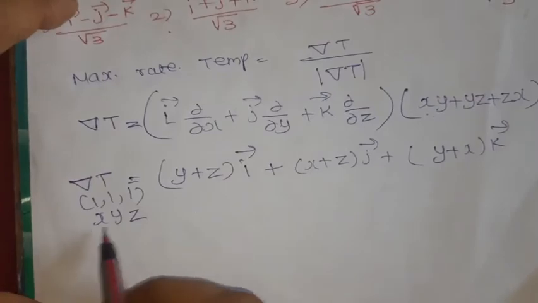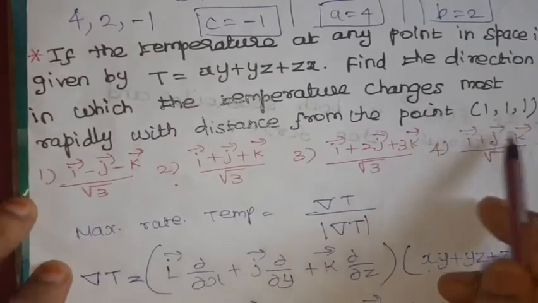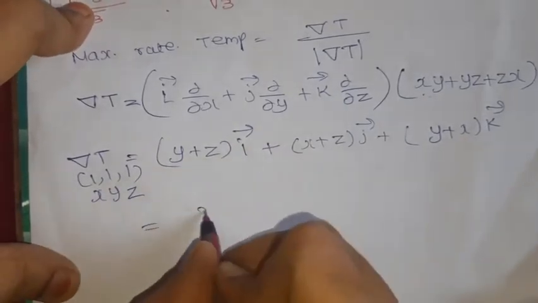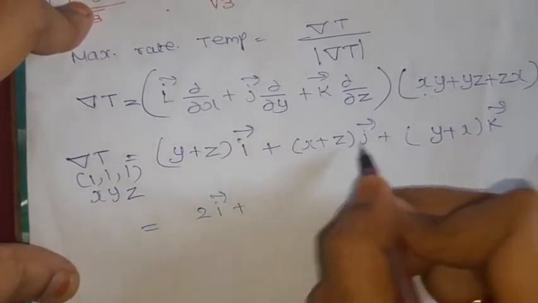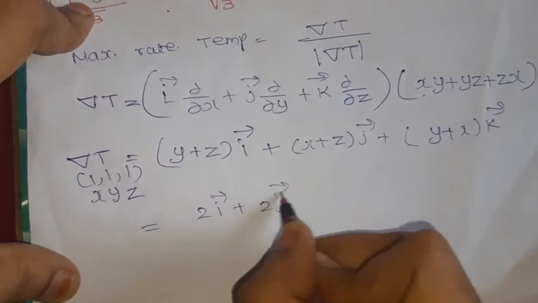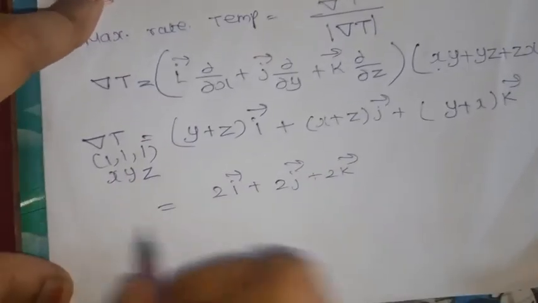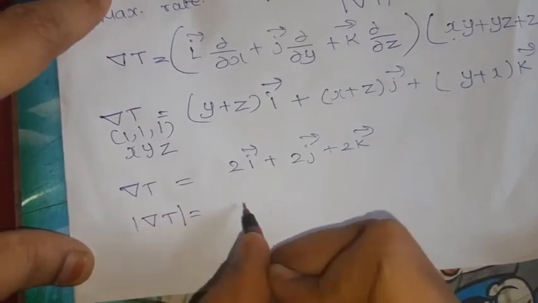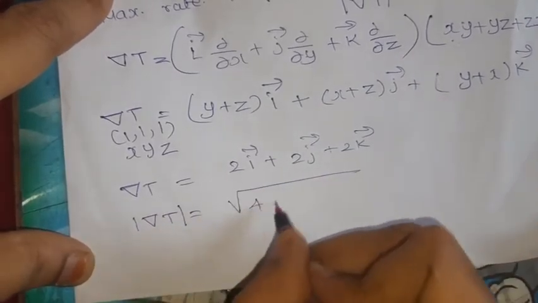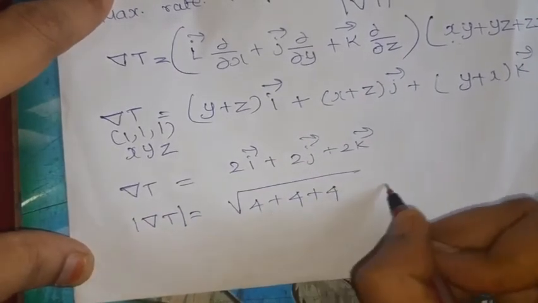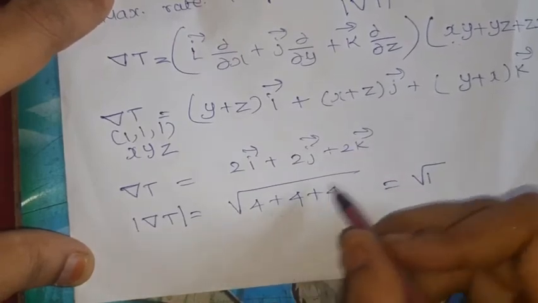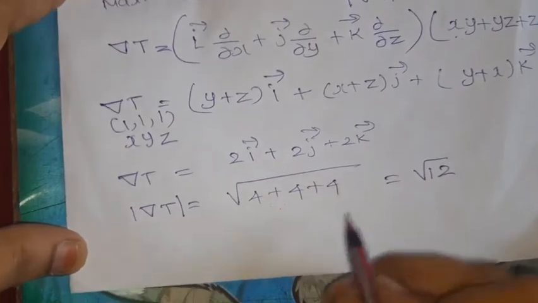x, y, z, all at the given point 1, 1, 1. So just substitute, x, y, z are all 1. So 1 plus 1 is 2, 1 plus 1 is 2, 1 plus 1 is 2: 2i plus 2j plus 2k. So this is del T. What is the magnitude of del T? Square root of 4 plus 4 plus 4, square root of 12. So this is the magnitude.